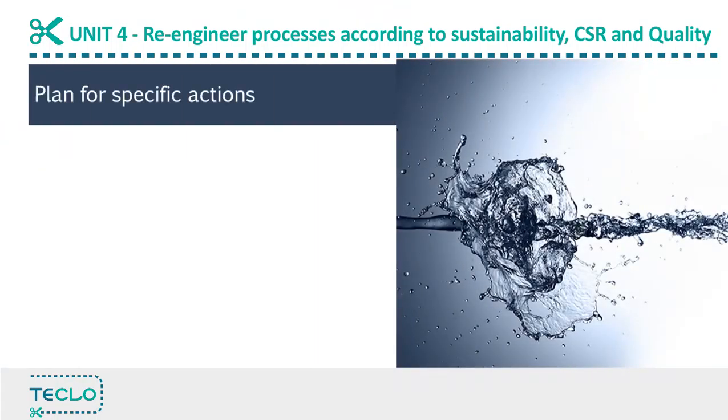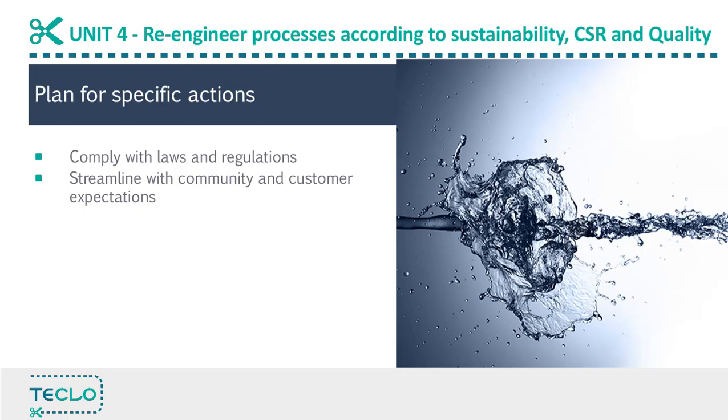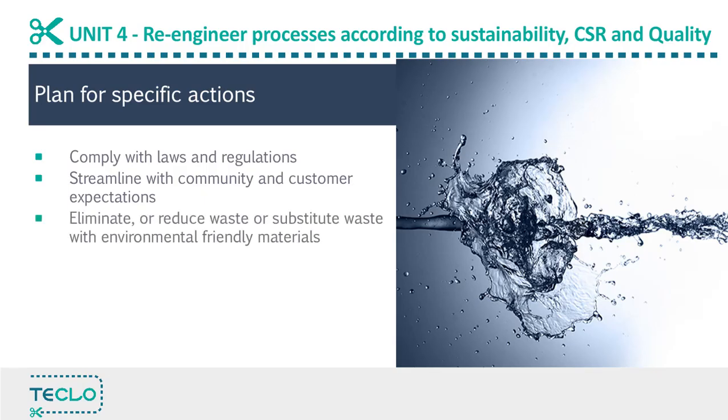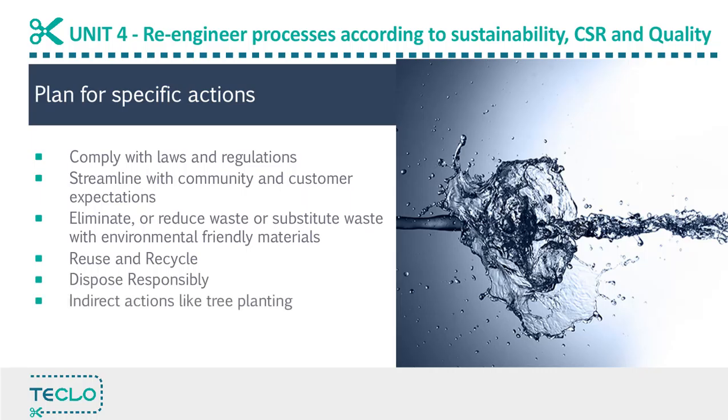Plan for specific actions. For every aspect that is identified, plan for specific actions that will improve environmental performance. Comply with laws and regulations. Streamline with community and customer expectations. Eliminate or reduce waste or substitute waste with environmentally friendly materials. Reuse and recycle. Dispose responsibly. Indirect actions like tree planting or funding of projects with a wider perspective, like preservation of wild flora and fauna.